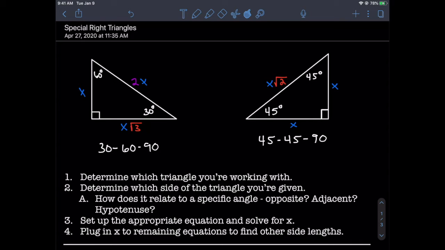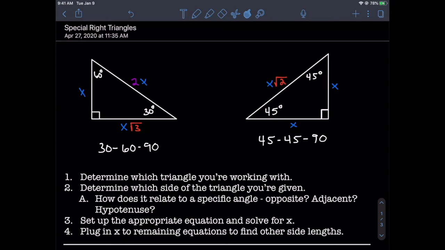So for today's video, all we're going to do is just kind of generalize this so that we can find the lengths of any side of a triangle that's either a 30-60-90 triangle or a 45-45-90 triangle. You see, we got 4 steps here, and they're always going to be the same no matter what information you start with. First, you got to figure out which of your triangles you're working with. You got a 30-60-90 or you got a 45-45-90.